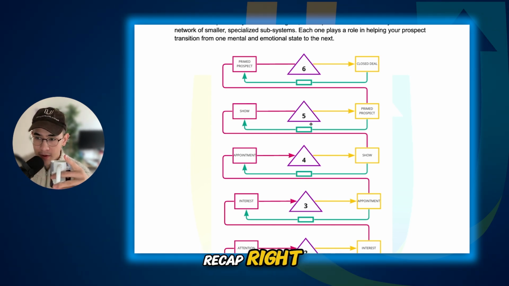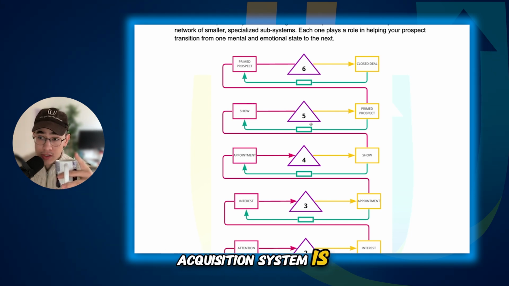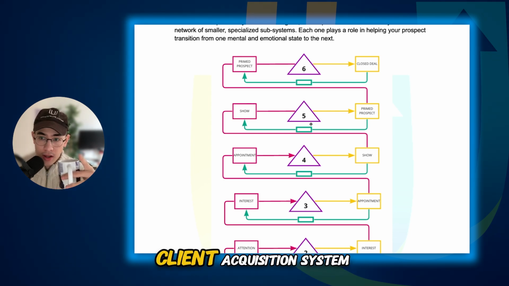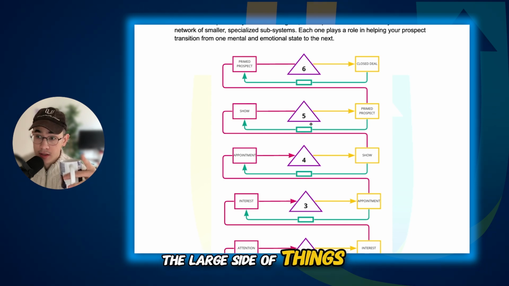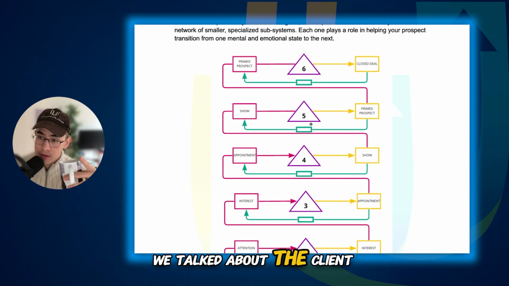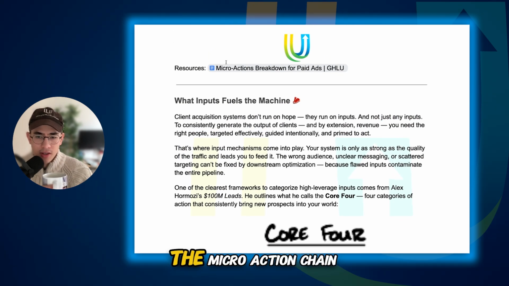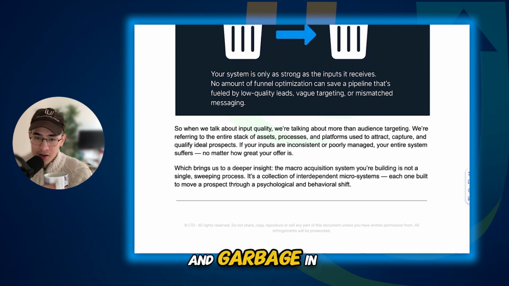This was a quick recap, right? So we had defining what a macro acquisition system is. We had designing your macro client acquisition system, the large side of things. We had micro action chains and stimuli chains. We talked about the client acquisition inputs, the micro action chain, and that was about it. And garbage in, garbage out.